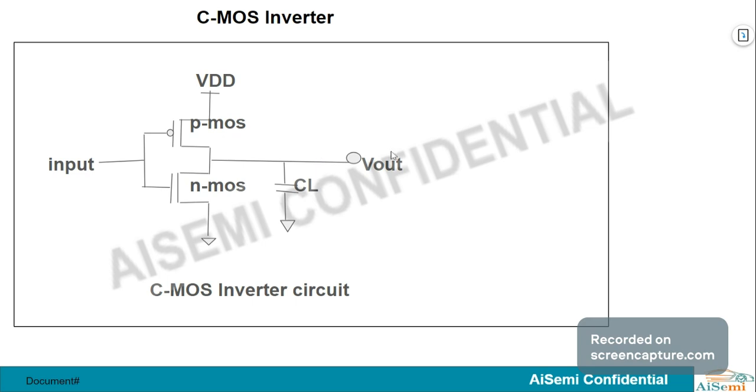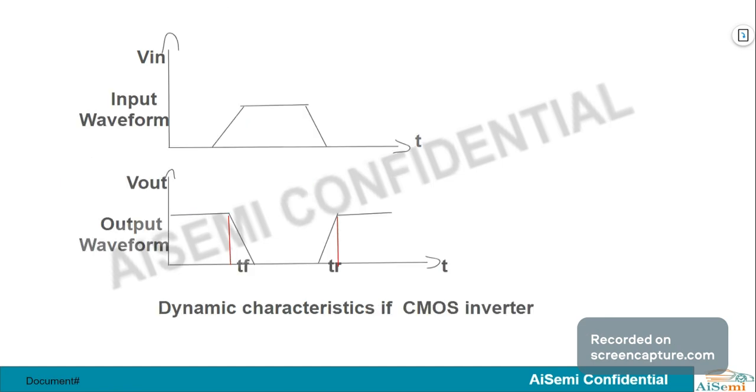This is the working of the CMOS inverter. Here is the dynamic characteristics of the CMOS inverter. I am taking this as the input waveform, going from low to high. Then the output waveform is the reverse of the input waveform. Here the input goes low to high, and the output goes high to low.